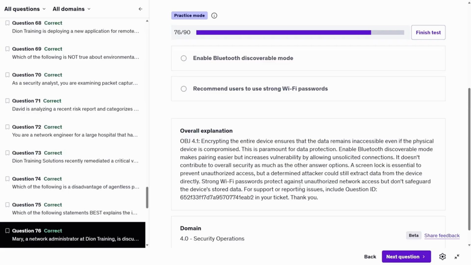Enable Bluetooth discoverable mode makes pairing easier but increases vulnerability by allowing unsolicited connections. It doesn't contribute to overall security as much as other answer options. A screen lock is essential to prevent unauthorized access, but a determined attacker could still extract data from the device directly. Strong Wi-Fi passwords protect against unauthorized network access, but don't safeguard the device's stored data.